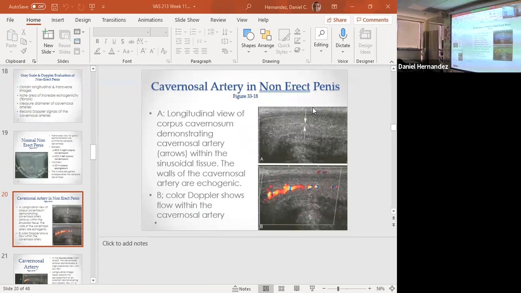So this is an image of the cavernosal artery in a non-erect penis. Longitudinal view of the corpus cavernosum demonstrating the cavernosal artery within the sinusoidal tissue. The walls of the cavernosal artery appear echogenic. So here we see that cavernosal artery running in sagittal view, and we'd expect to see those helicine arteries branching off of that.